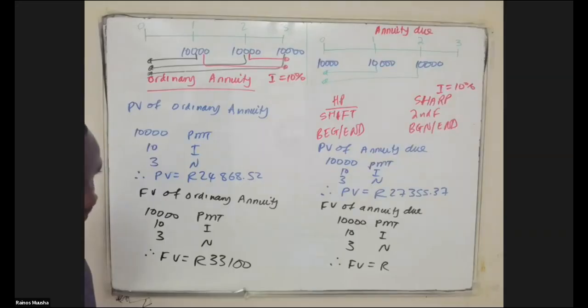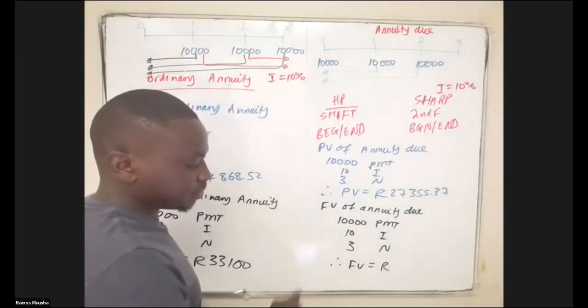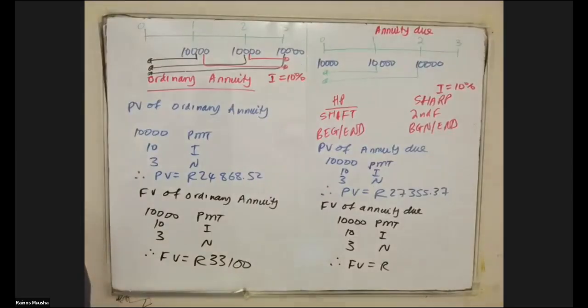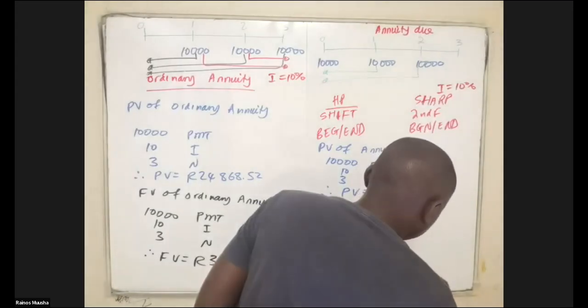The future value. Remember, your PMT is 10,000. Your interest is 10%. Your number of periods is 3. I get 36,410. Yes, you should be able to get 36,410.